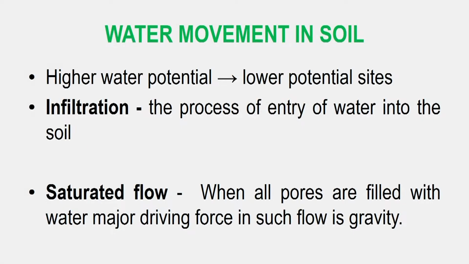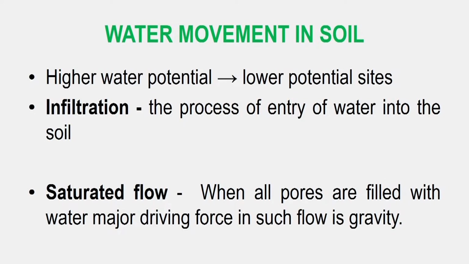So dear learners, now let's understand what we mean by water movement in the soil. Actually, in a soil, the water moves from high water potential to low water potential. In case of high water potential, it means that the soil water has high free energy, while in case of low water potential, the soil water has low free energy. So the water moves from the region of higher free energy to the region of lower free energy.